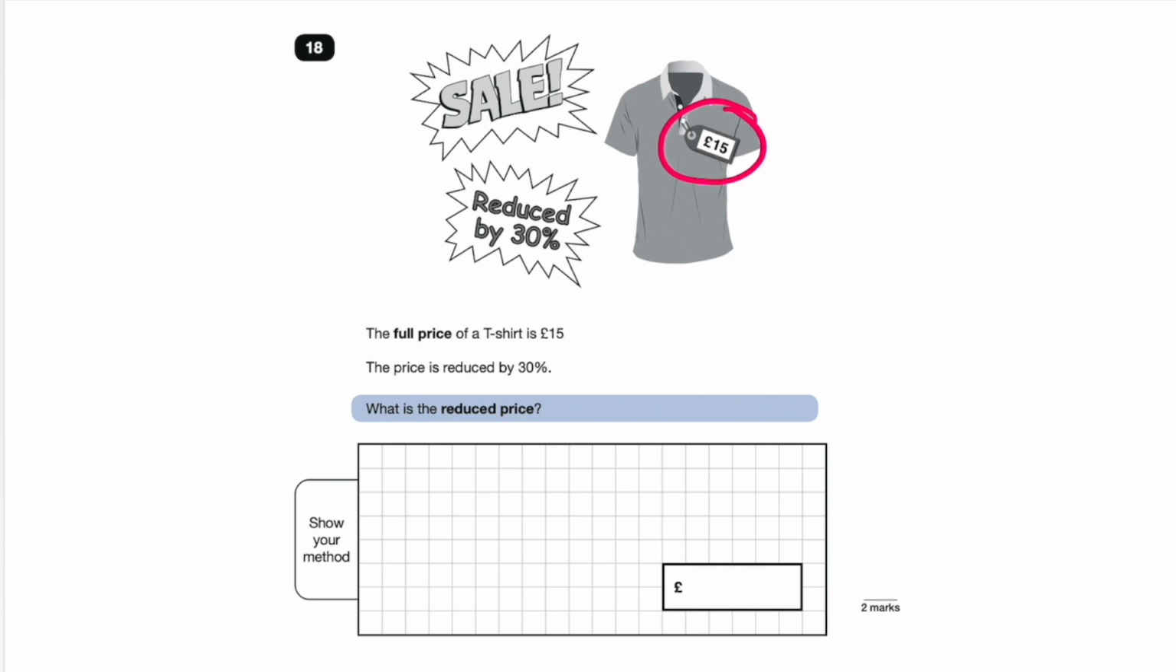Okay, so let's do this in stages then. What we can always do is try and find 10%, because 10% of something is easy to find, because we can just divide it by 10. Therefore, 10% of £15 would be £1.50. And if you can't see that, you can use your place value chart to help you. So if 10% is £1.50, then all we need to do to get to 30% is times our £1.50 by 3. So therefore 30% of 15 is £4.50. Again, if you couldn't do that in your head, use your written calculations.